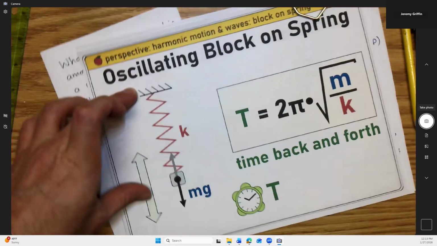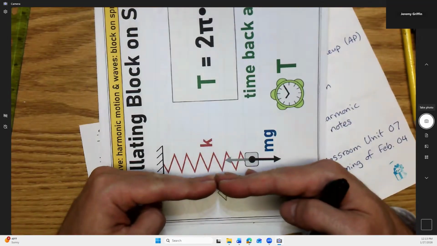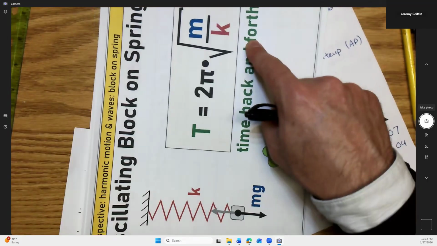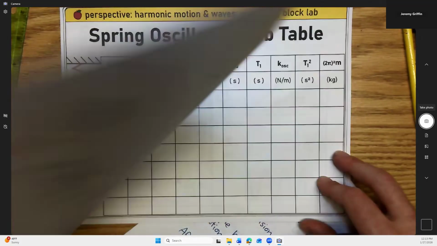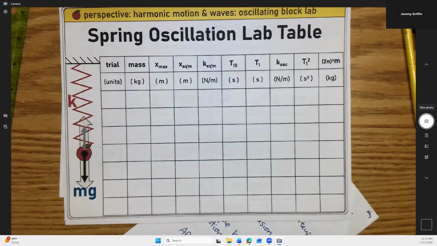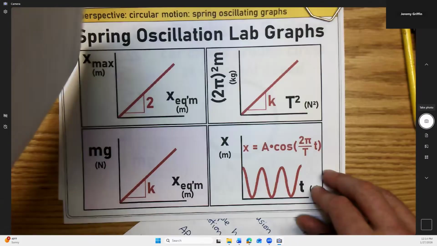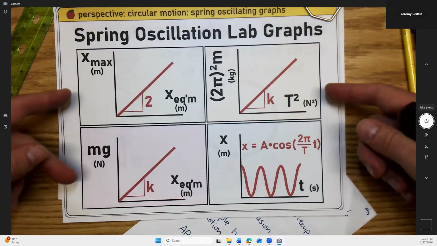Guys, what about this? What if I take this block on a spring and I turn it horizontal and I have a frictionless surface here? You guys see this frictionless surface? I let go. Is it the exact same equation? Yes, it is. Okay. So anytime I'll have you guys do this lab, I'll give you guys some springs and some masses. So come up soon. I'll do that. And here's what's eventually going to be the results that you guys are going to find.